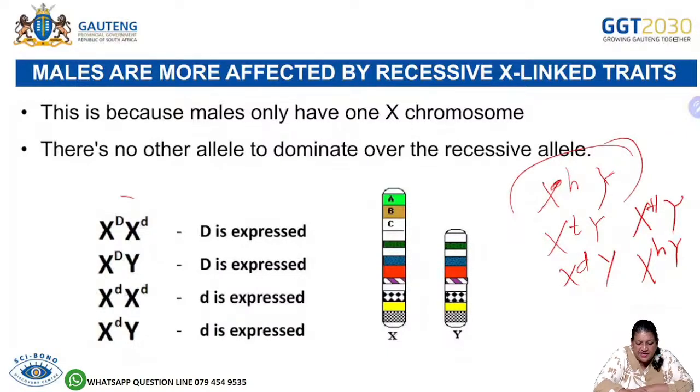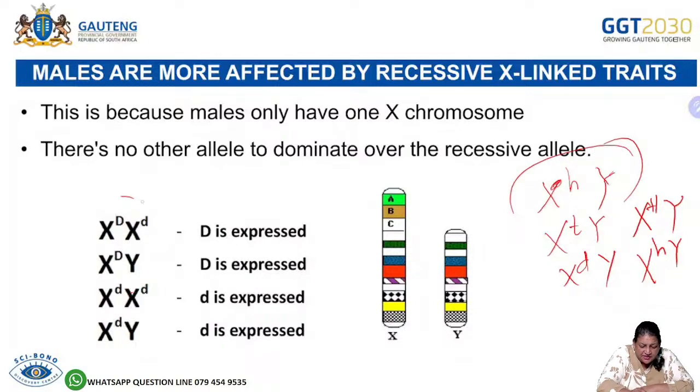Here you can have the other possibility. She's a female, it's XX, and if X to the power d is color blindness, it means now she's completely color blind, because on both her X chromosomes she has the color blind allele. So she can give the color blind allele to her daughter, and she can give it to her son.